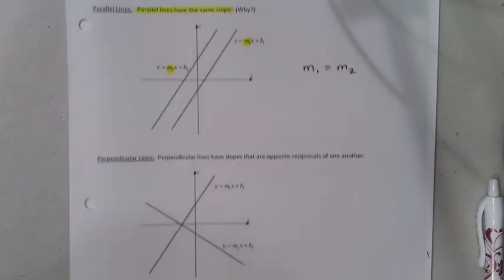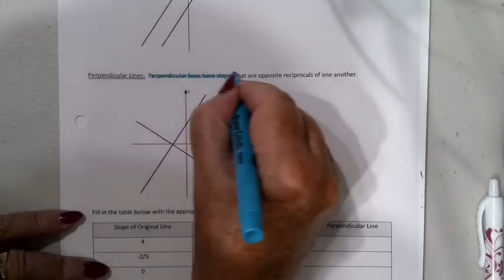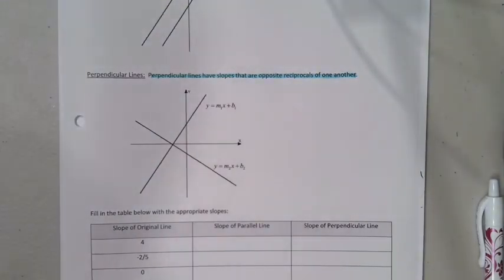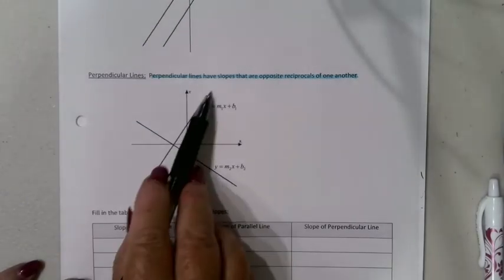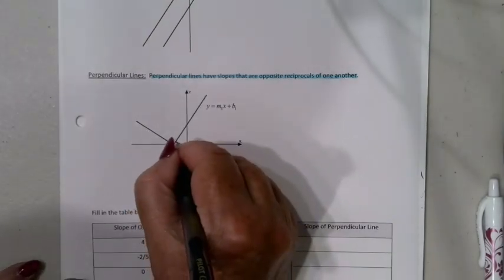What about perpendicular lines? Perpendicular lines have slopes that are opposite reciprocals of one another. Let's unpack that just a little bit. I've got my two perpendicular lines, right? They meet at a 90-degree angle, so they're perpendicular.